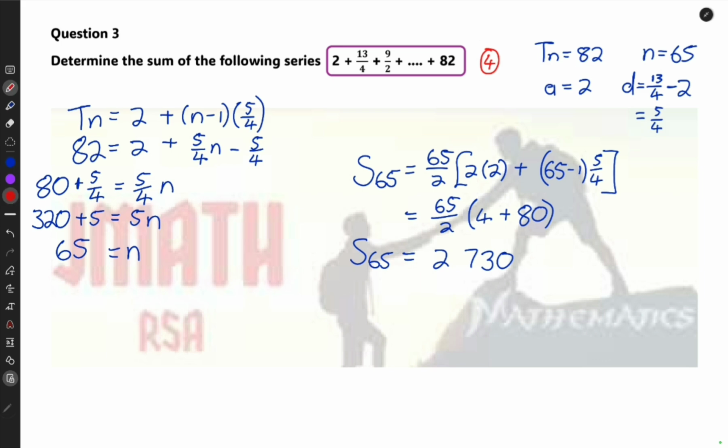Let's see where the marks would be. So I'll definitely get a mark for the final answer. I'll get a mark for subbing in. I'll get a mark for saying n is 65, and then I would get 1 or 2 marks for subbing in the 82 into the Tn formula. So sometimes your teacher can be generous and give 5 marks for this in a cycle test or an exam. Okay, let's look at the final question.